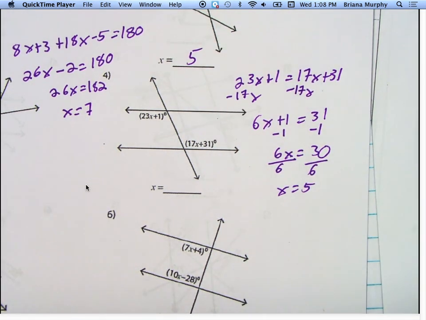Yes. Okay, so that's the whole packet. You're either making them equal to each other or adding them up to equal 180. Okay, got the rest of the hour to work on this.